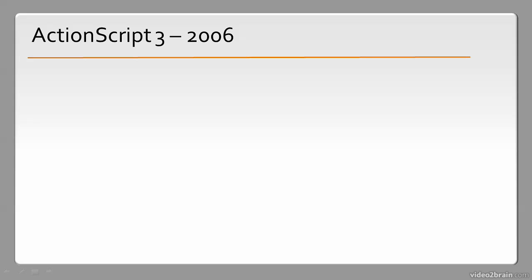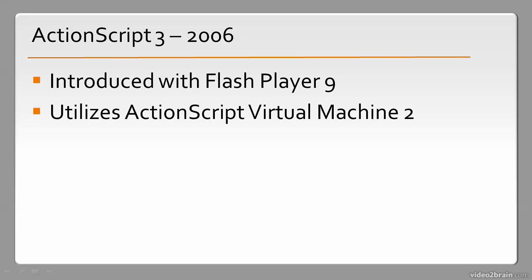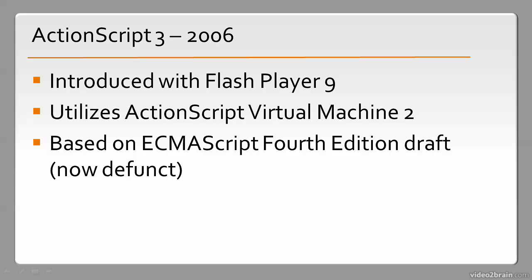2006 saw the introduction of ActionScript 3, which is what we use today. It was introduced along with Flash Player 9, and it utilizes an entirely new ActionScript virtual machine. AVM1, which is for ActionScript 1 and 2, and AVM2 both exist within Flash Player. It's based on the ECMAScript 4th edition draft, which is now defunct.